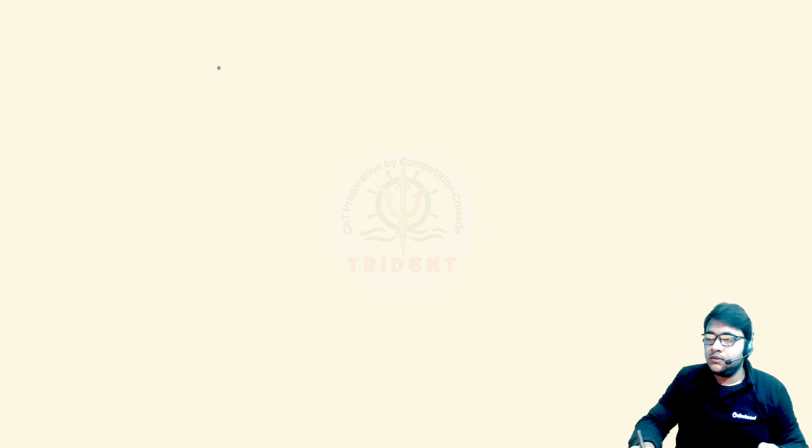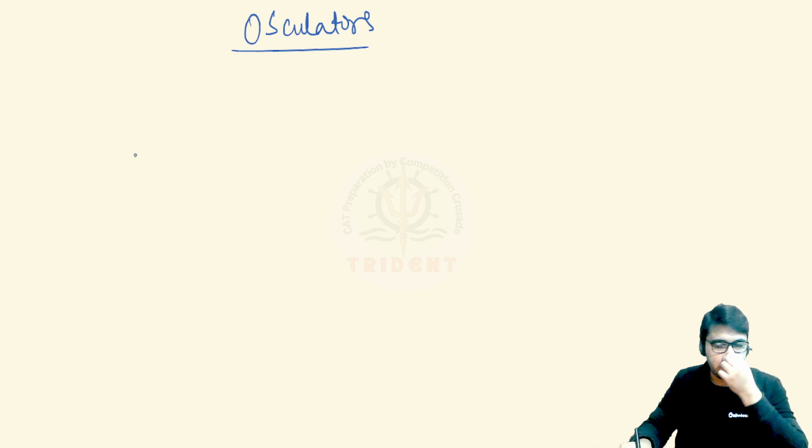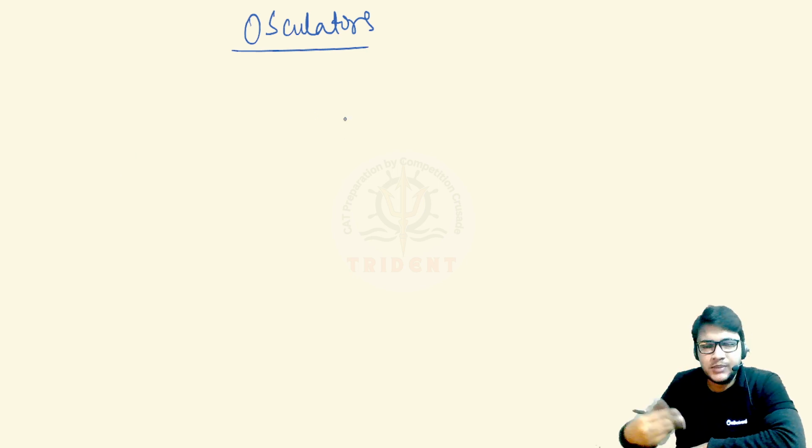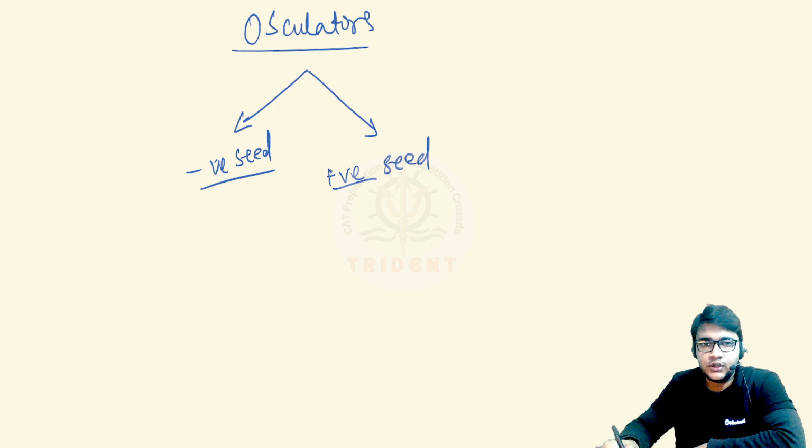But then again, this is the idea of osculators. A simple Google search will tell you what osculators are for numbers. Typically primes we are talking about. Okay, so what osculators tell us is that you have a seed, and with osculators you have this idea of a positive seed as well as a negative seed. Both are applicable in the case of an osculator.